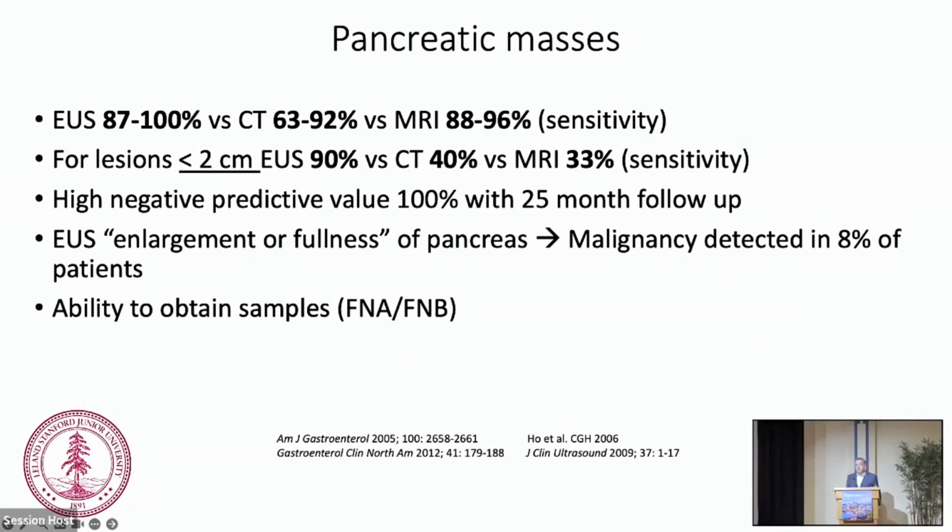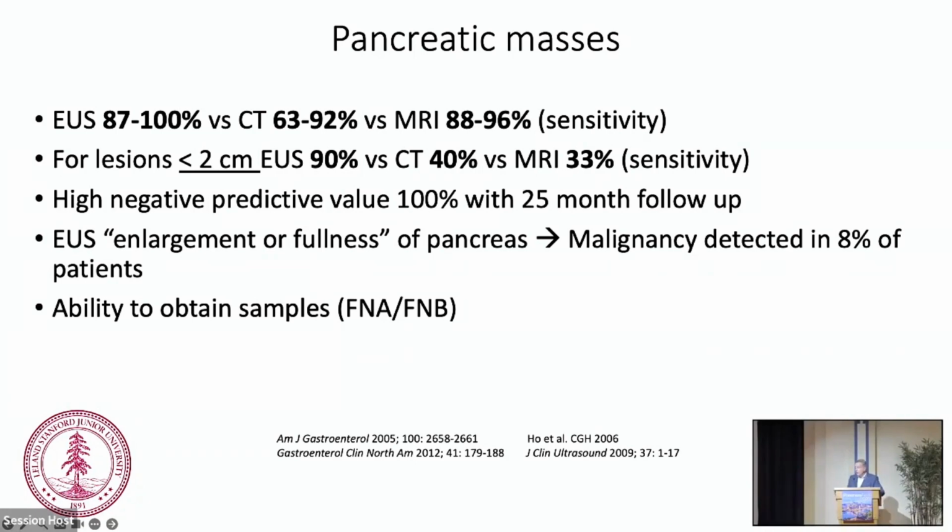And I think the biggest or best role for EUS is when imaging shows enlargement or fullness of the pancreas, where malignancy can be detected in up to 8% of patients. And obviously you have the ability to use FNA or FNB for these masses.